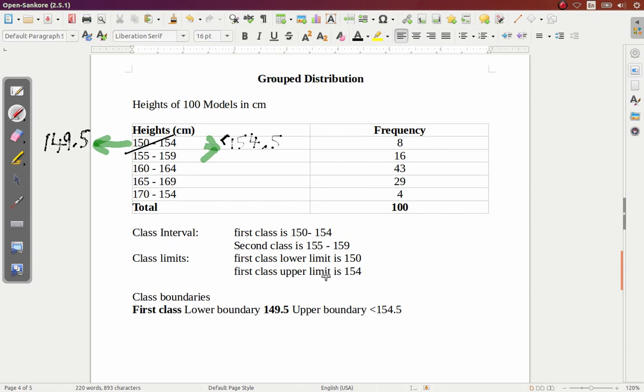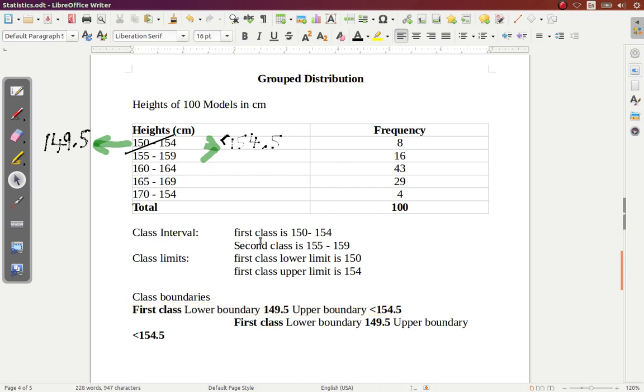So, you get the idea? The lower class boundary is 149.5 and the upper class boundary is 154.5, less than 154.5.